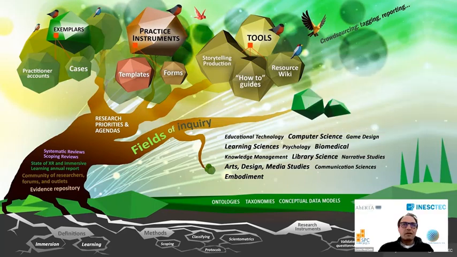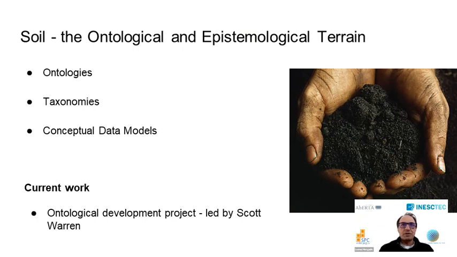Thank you, Dennis. So the soil of the immersive learning knowledge tree, as Dennis said, is the ontological and epistemological terrain which grounds the tree and sustains it. Due to the interdisciplinary nature of the field, it is rich and diverse in ontologies, taxonomies, and conceptual data models. These will provide the essential ingredients to pull together the disparate, fragmented research in the field into a comprehensive and comprehensible form. The soil will also provide guidance for scholars to frame their research in different ways and use different perspectives as a lens for understanding and applying their research.